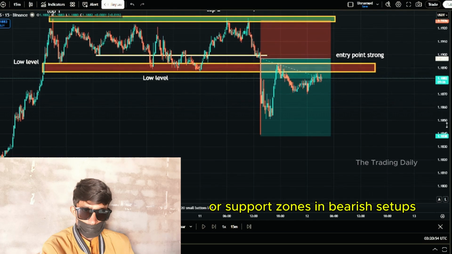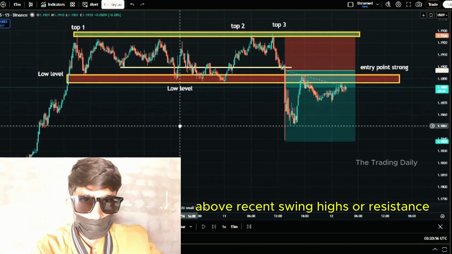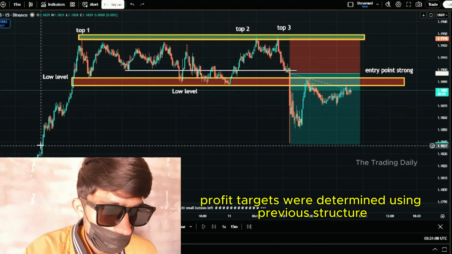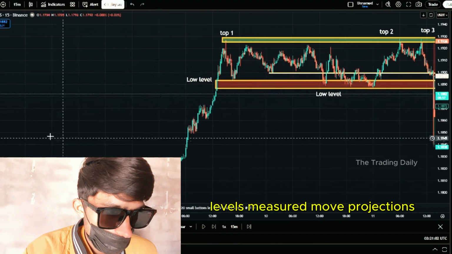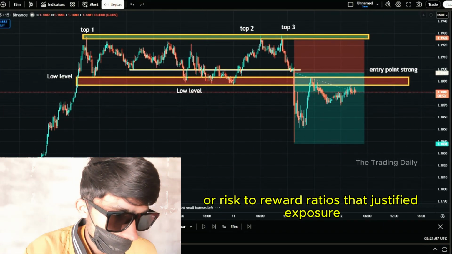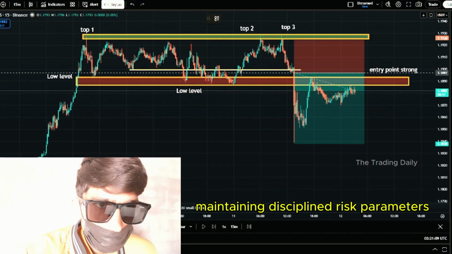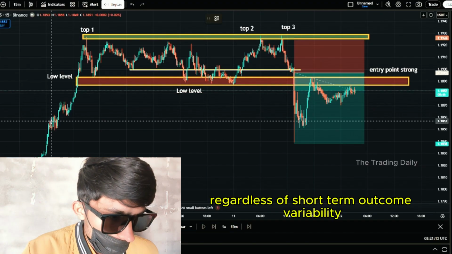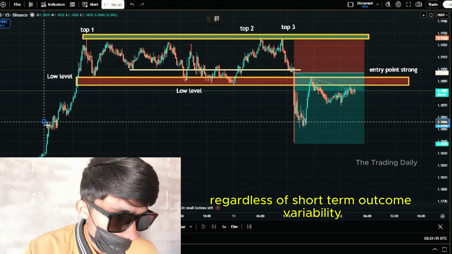In bearish setups, above recent swing highs or resistance. Profit targets were determined using previous structure levels, measured move projections, or risk-to-reward ratios that justified exposure. Maintaining disciplined risk parameters ensures long-term sustainability regardless of short-term outcome variability.